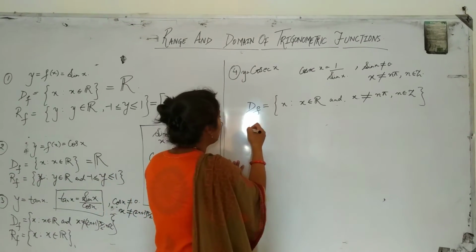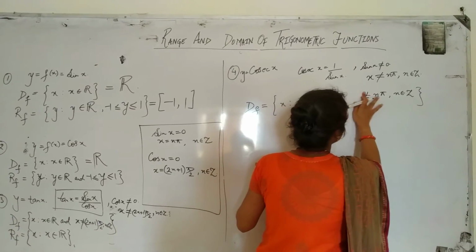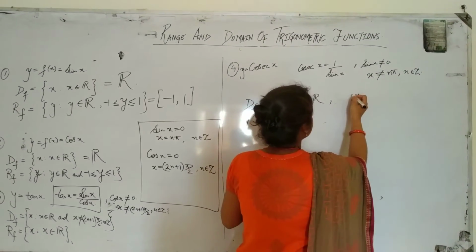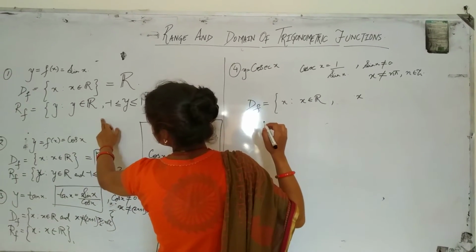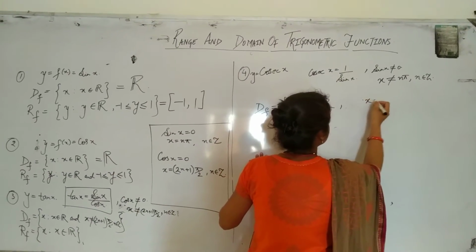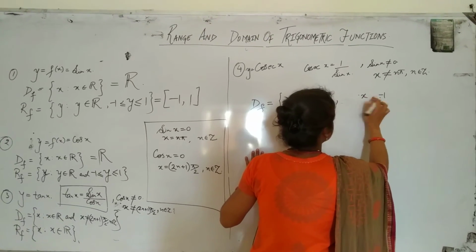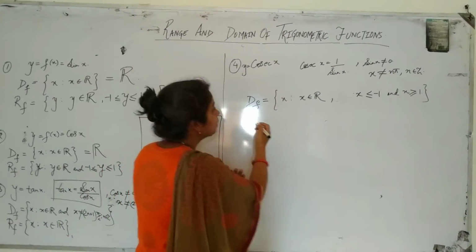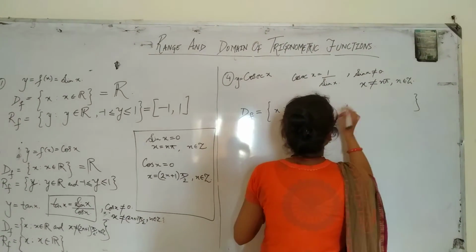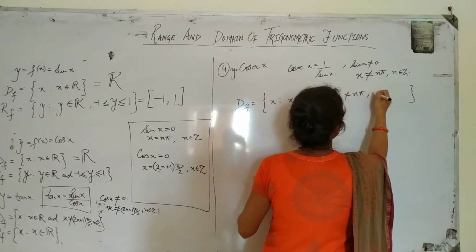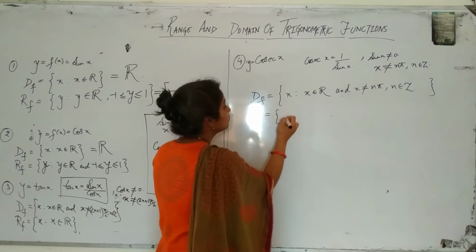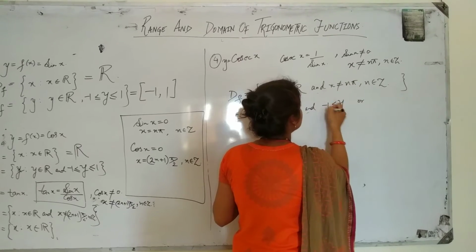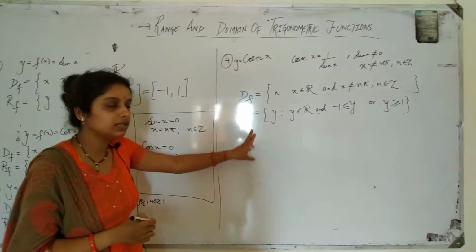This is the domain and the range. Sorry, the only condition for the domain is x is not equal to n pi, where n belongs to the set of integers, and the range set will be y such that y belongs to R and y is less than or equal to -1 or y is greater than or equal to 1. This is the domain and this is the range.